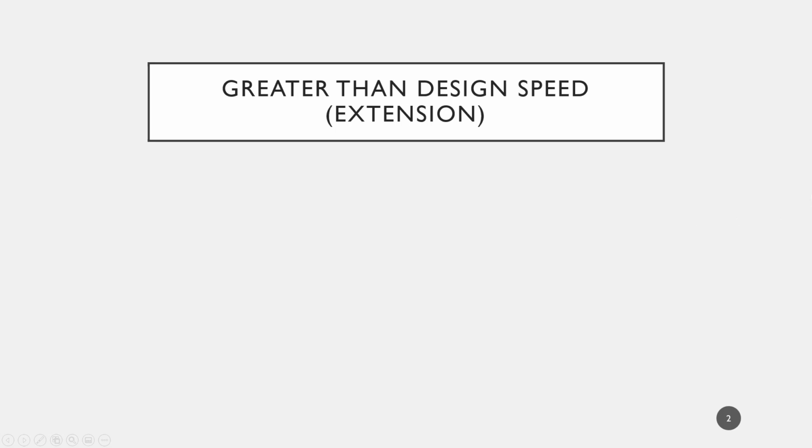So, first we'll look at when the object is traveling greater than design speed. Also, by the way, this video is probably going to be longer than normal, so grab some popcorn, settle in if you need to. All right, so greater than design speed. What does that mean? It means the car's traveling quicker than it should.